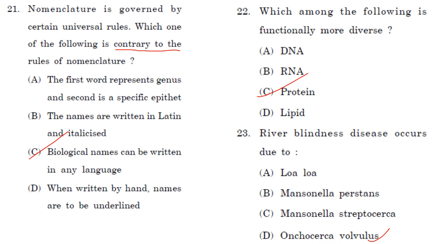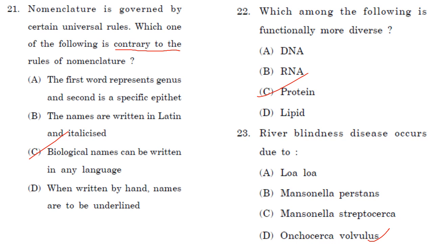Nomenclature is governed by certain universal rules. Which one of the following is contrary to the rules of nomenclature? The first word represents genus, the second is the specific epithet. The names are written in Latin and italicized. They have asked which one of the following is contrary to the rules of nomenclature. Biological names can be written in any language. No, it is usually written in Latin and it should be italicized, and when you write it by hand, the names have to be underlined. So the answer here is option C.